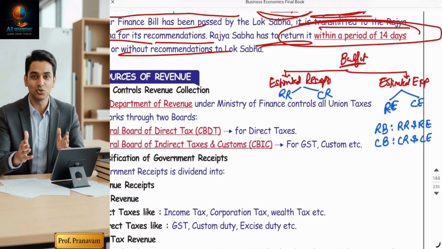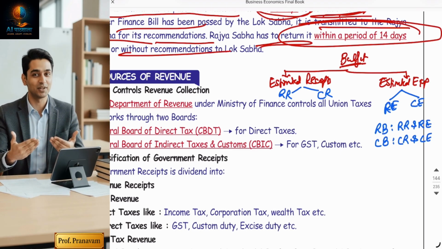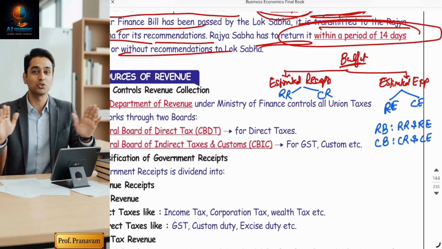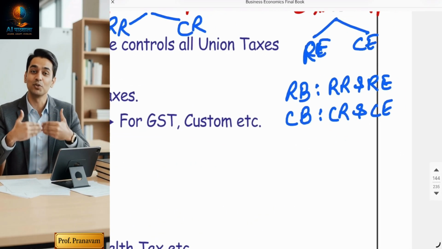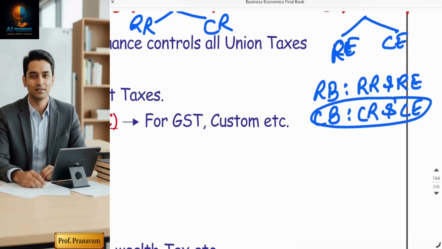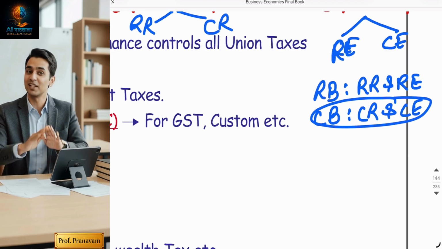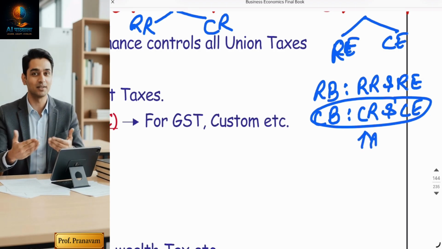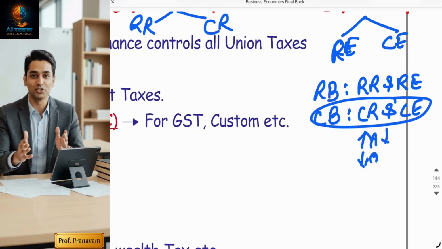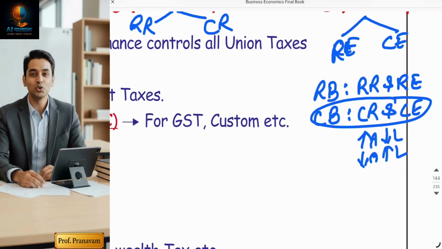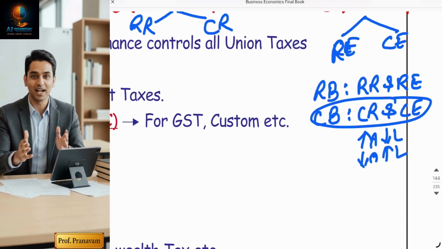But now the question arises, sir, both are receipts only. So what is the difference between revenue and capital? Guys, capital items are those items which change the assets and liabilities of the government. Any transaction which increases or decreases the assets, or decreases or increases the liabilities, is called capital receipts and capital expenditure.